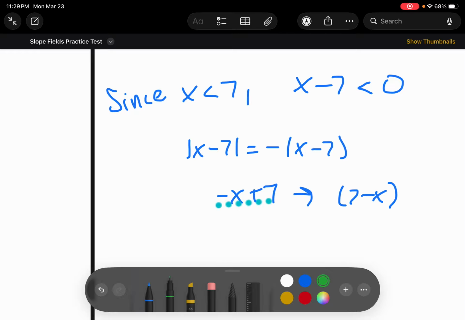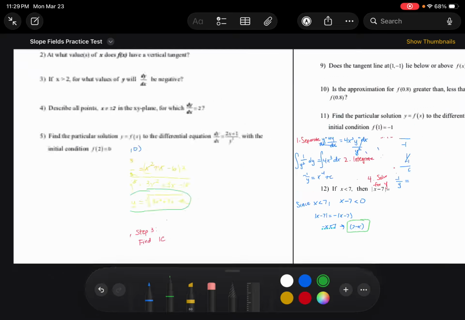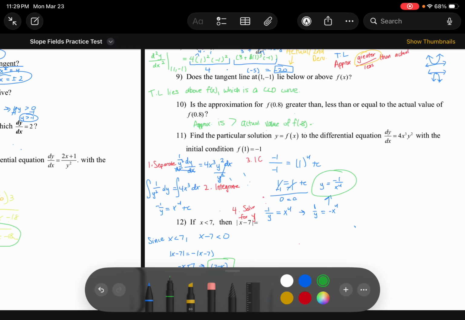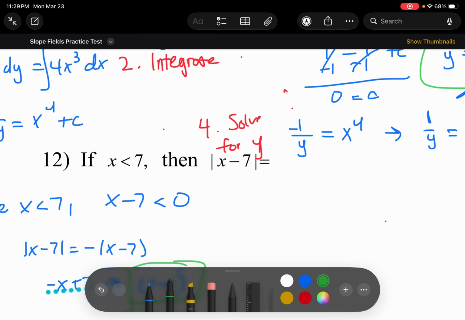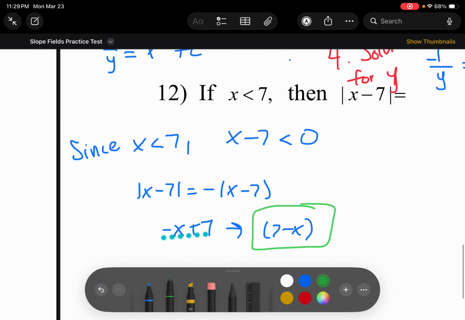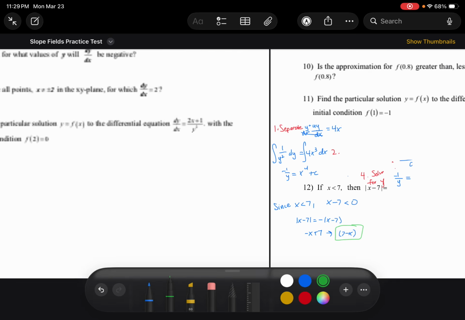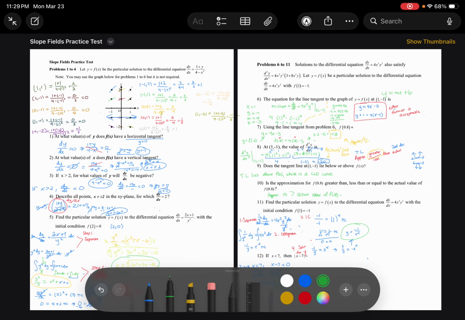This is a tricky question that most people would most likely get wrong on this exam. It's kind of hard to explain it a little bit, even for me. But if you know your inequalities and how to solve for that and your properties of absolute value, you should be good here. Anyways, this concludes the slope fields practice test.